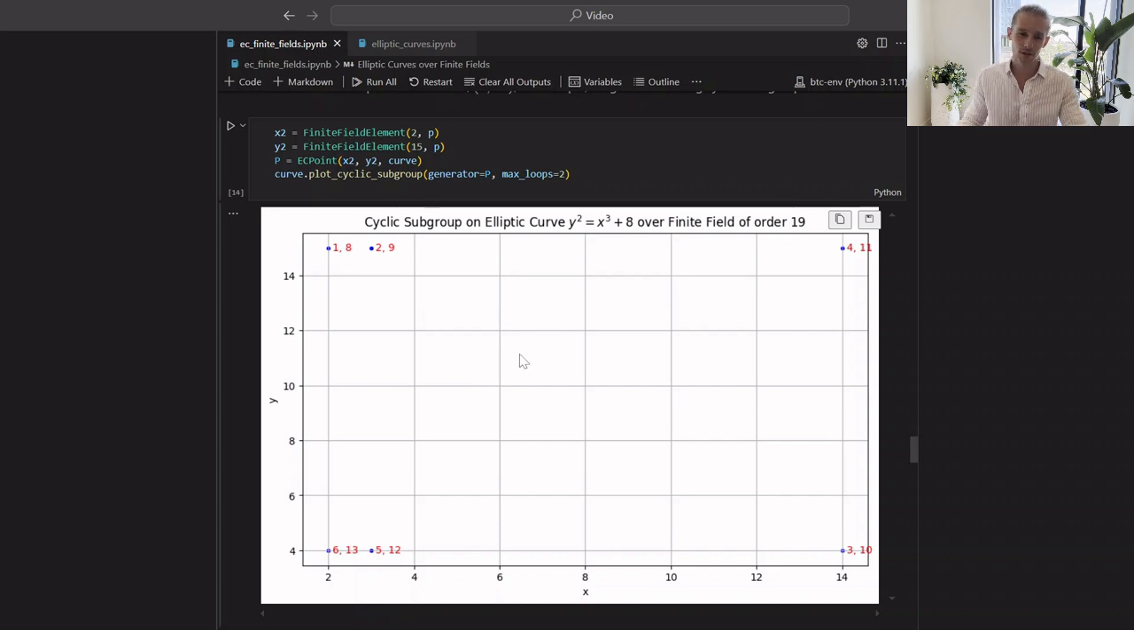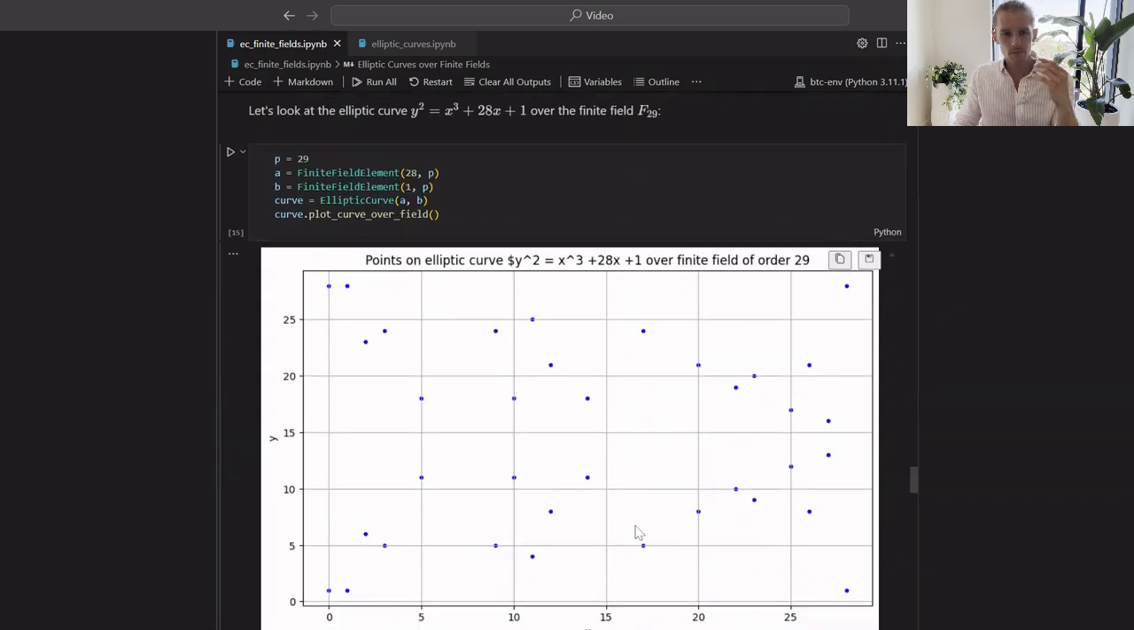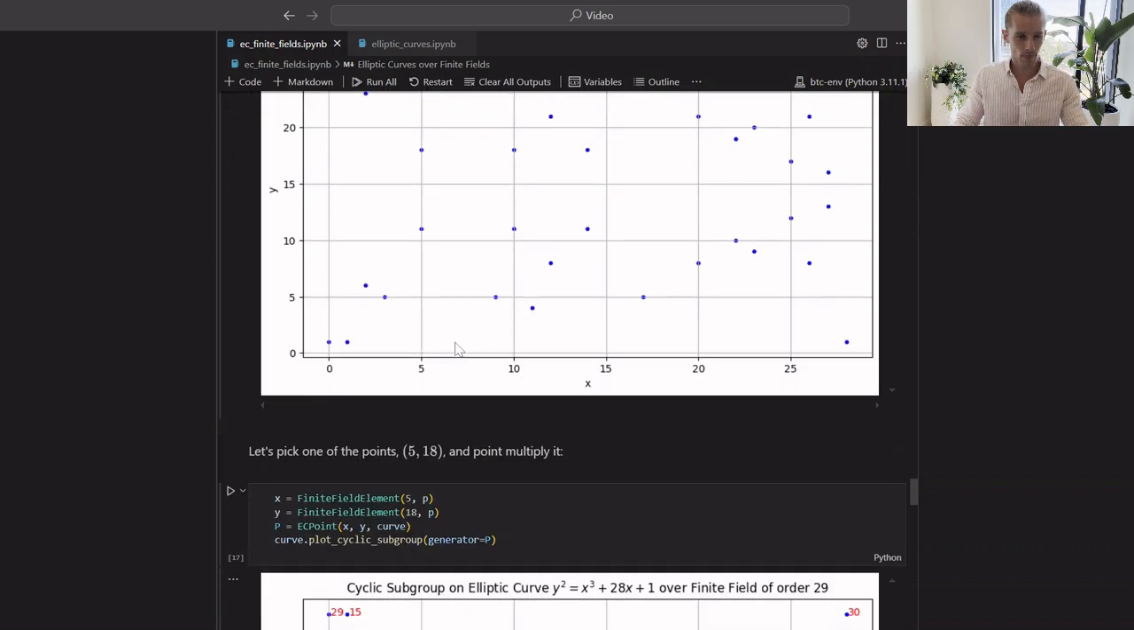Now let's actually have a look at an example of that. In this case, I've chosen the elliptic curve y squared is equal to x cubed plus 28x plus 1 over the finite field of order 29. When we plot all of the points that satisfy the elliptic curve equation over this finite field, we get this scatter plot here. Now let's just pick any of the points, let's say (5, 18), and use that as a starting point to then do the point multiplication.